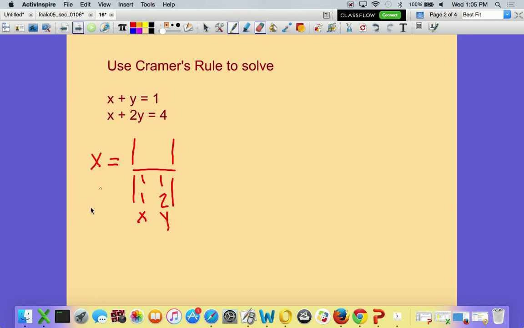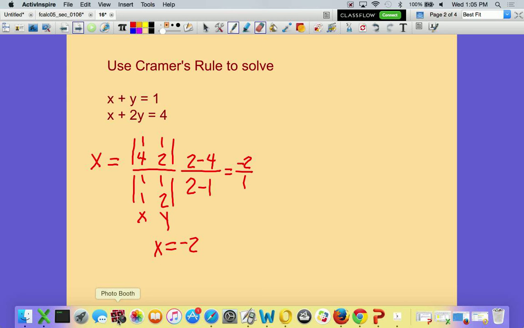Alright, the top a little bit more complicated. Remember, we're solving for x, so since we're solving for x, our answer column is going to go into the x column. Our y column stays the same. And then we just do the determinant from there. So 2 minus 4. Remember, it's down minus up. 2 minus 4. And then 2 minus 1. Simplify this down. Negative 2 over 1. X has to equal negative 2.